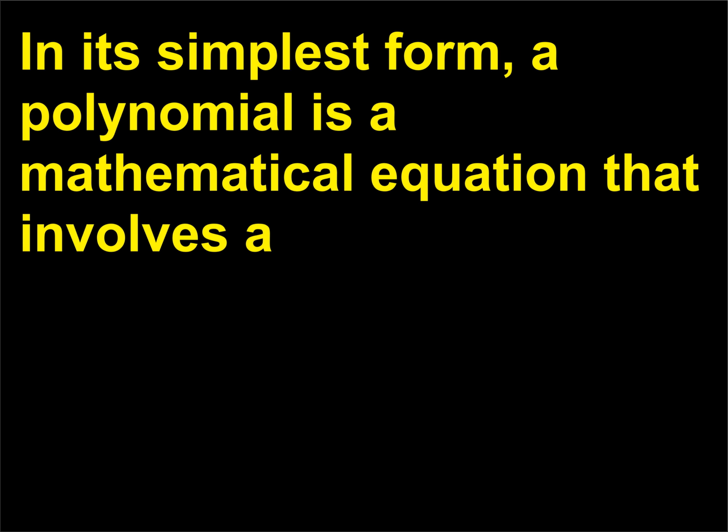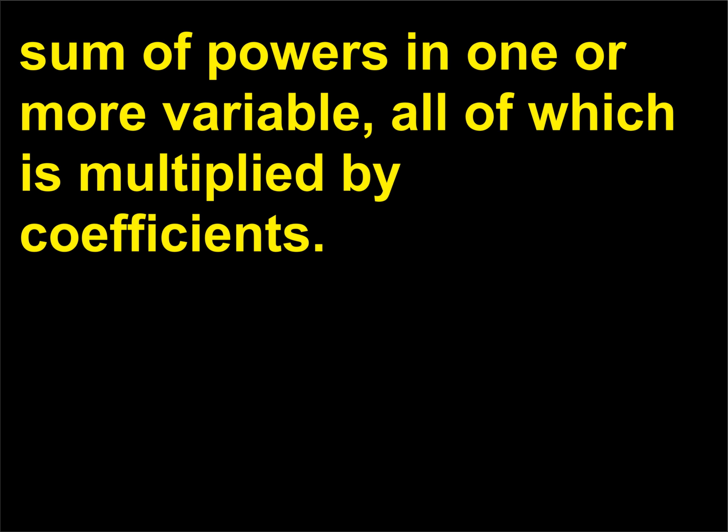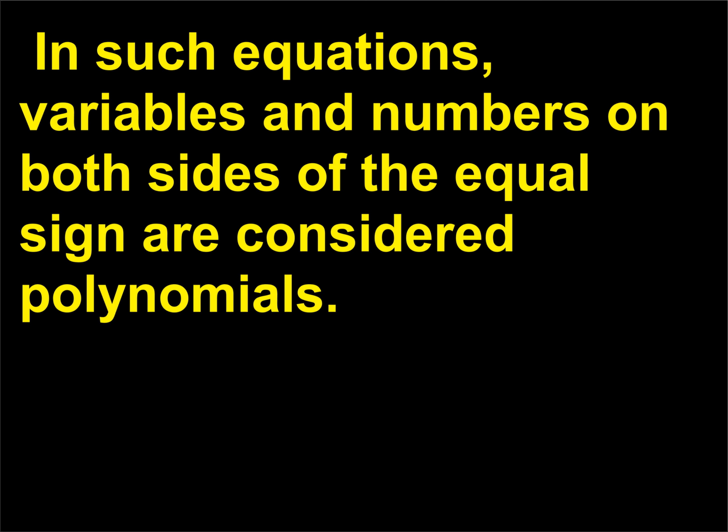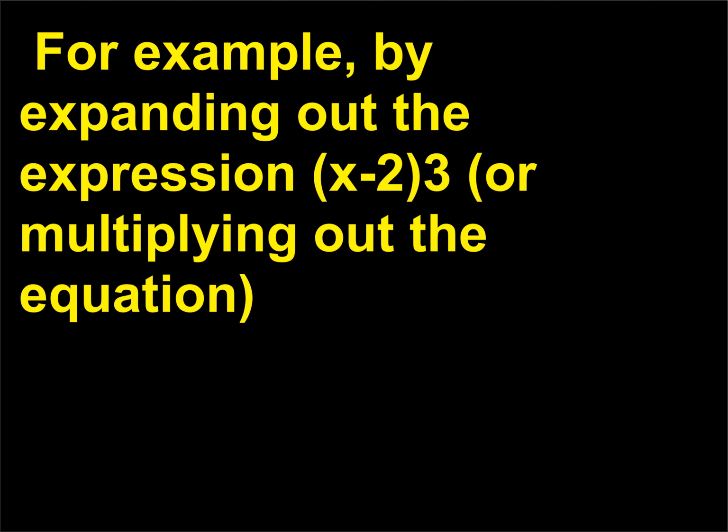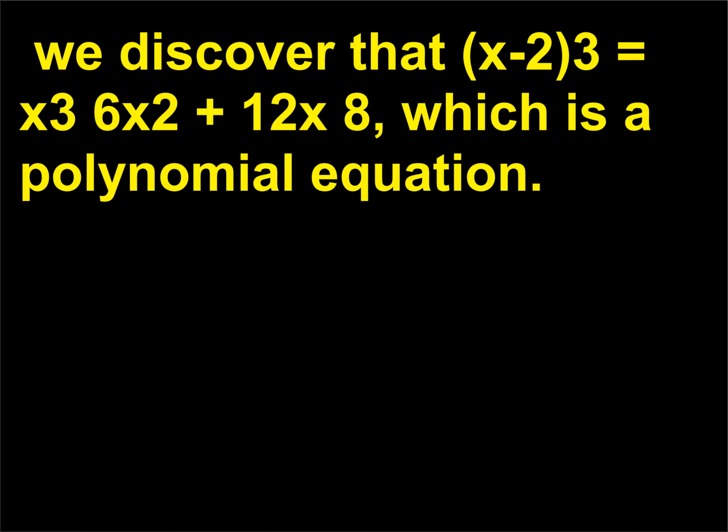In its simplest form, a polynomial is a mathematical equation that involves a sum of powers in one or more variables, all of which are multiplied by coefficients. In such equations, variables and numbers on both sides of the equal sign are considered polynomials. For example, by expanding out the expression (x+2)^3, or multiplying out the equation, we discover that (x+2)^3 equals x^3 + 6x^2 + 12x + 8, which is a polynomial equation.